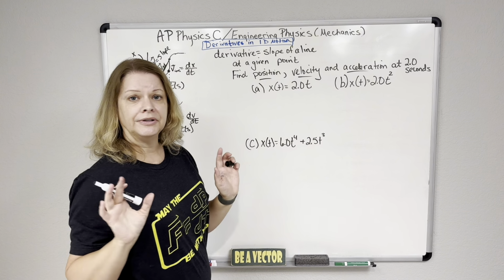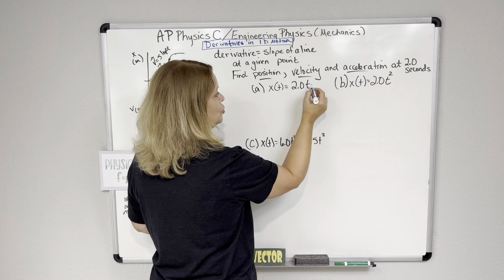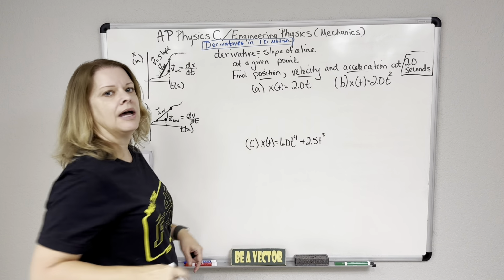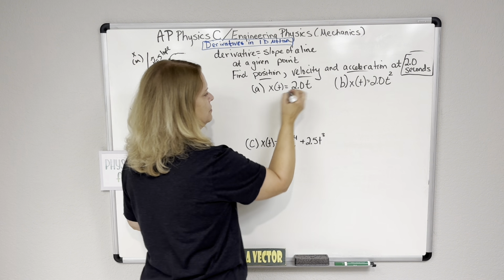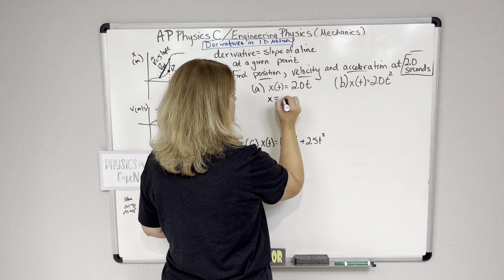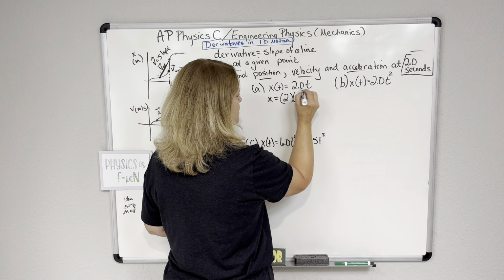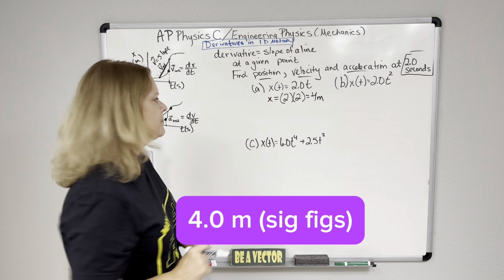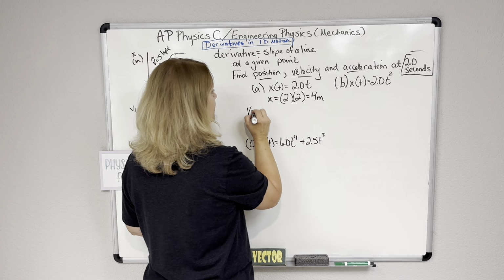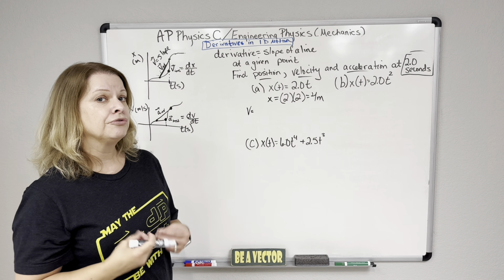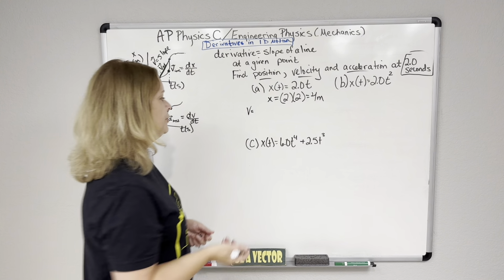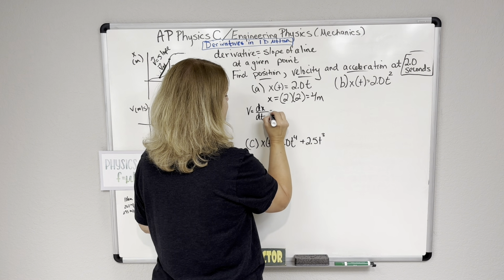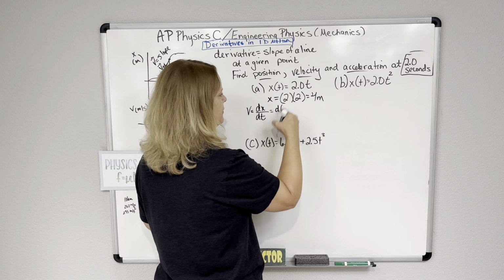Position's easy. All I'm doing is putting in 2, because for all of them I want it at 2 seconds, at that instant in time. I'm just putting 2 in here. So my position is going to be 2 times 2, which is going to be 4 meters. Easy peasy. Now my velocity, I'm going to need to take the derivative. I can't do an average here. I'm going to say the derivative of position with respect to time. And I'm going to go ahead and write this out so you can see it.